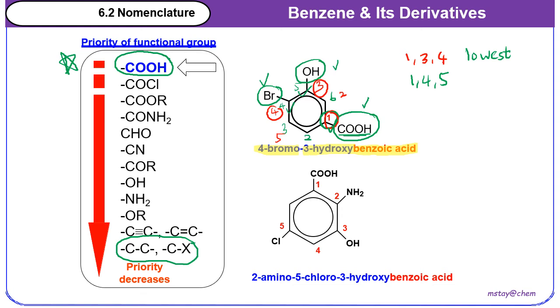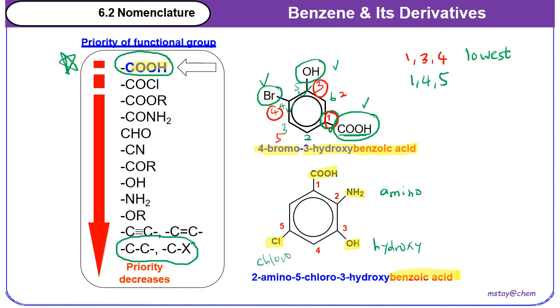In this case, we have COOH, NH2, OH and also Cl. Again, we have 4 substituents. So COOH has the priority, so it will also be known as benzoic acid. For this case, we are going to use the clockwise method. So NH2 is amino, OH is hydroxy, and then Cl is chloro.